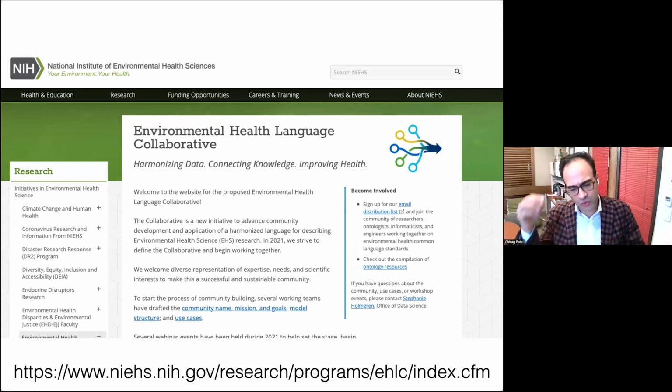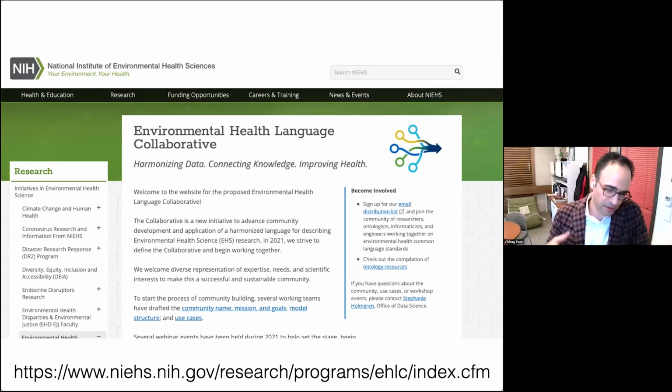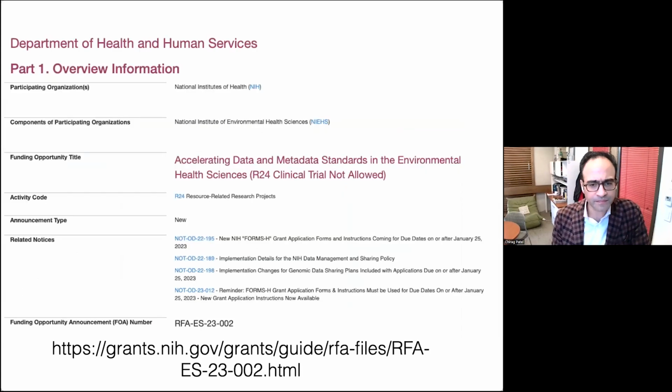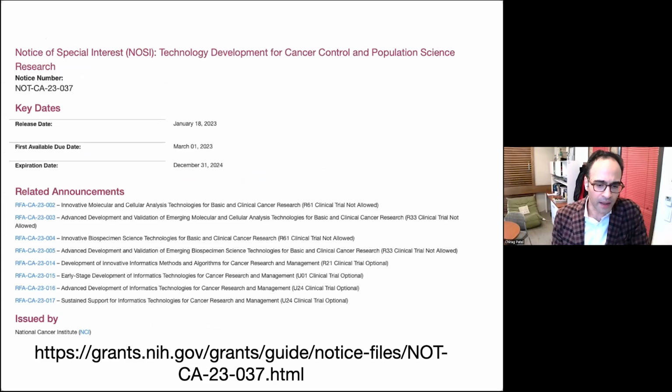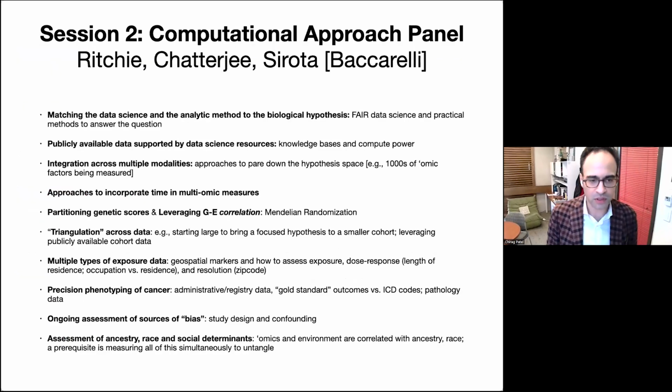And there have been efforts to help us get there in terms of the next level after developing the instruments, of helping us harmonize with knowledge-based resources, ontologies. I'd give a shout out to the Environmental Health Language Collaborative who's trying to do this, and funding opportunities also to push these standards out, as well as technology development for omics research across populations.